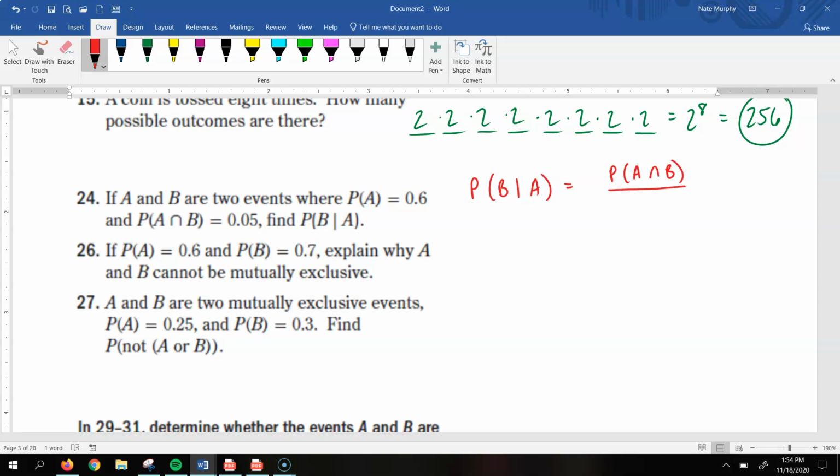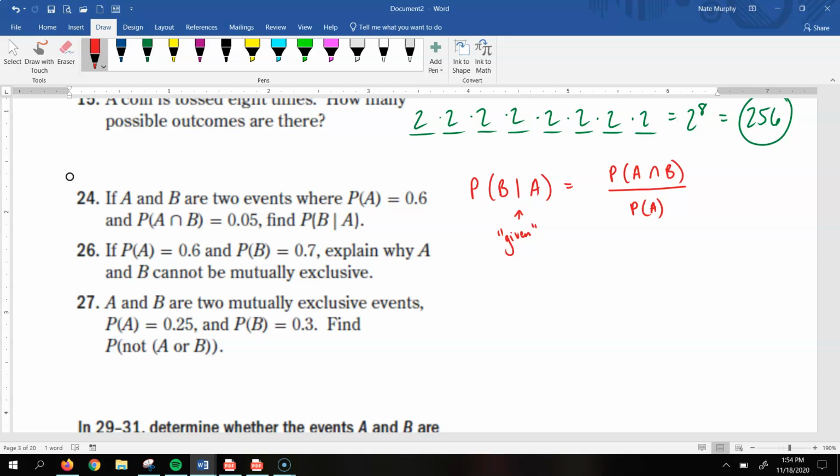By the way, it doesn't matter what order you put the letters in. The intersection of A and B and the intersection of B and A would be the exact same thing. And whatever you're given, so remember this, that line there represents the word given. So we say the probability of B given A. Whatever we're given, you put that in the denominator. So probability of A would go in the denominator.